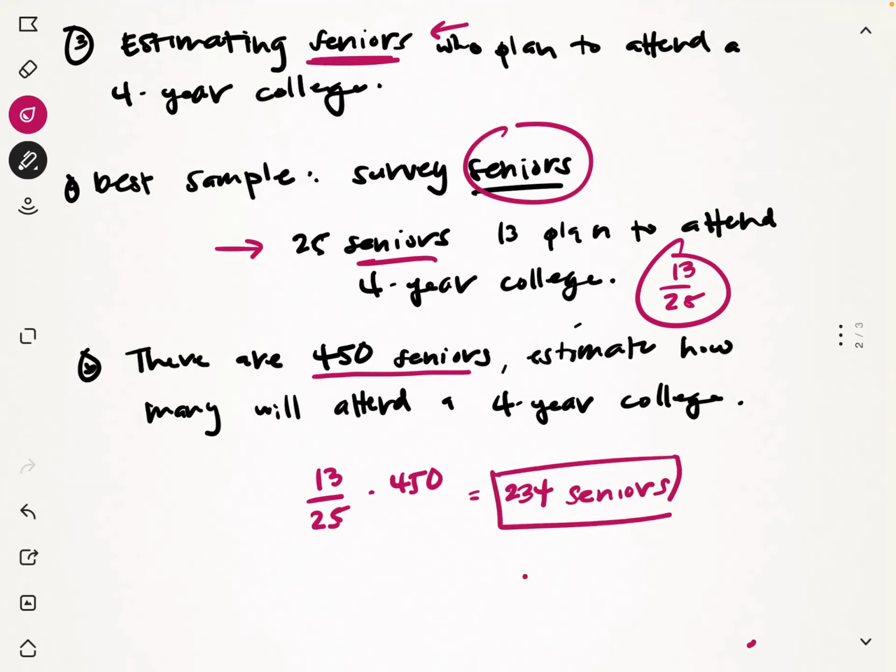All right, always good to go back and check. Does that make sense? Does it seem reasonable? Yeah, so 13 out of 25 is like a little bit more than half, right? So out of 450 seniors, 234 seniors, yeah, I'm pretty sure that the math is correct because that's about half of 450. Okay, so remember when we're doing estimations like this and we're using statistics, the number is not going to be exact all the time. In fact, it'll almost never be exact, but it does help us to get a rough estimate of what we're looking for.